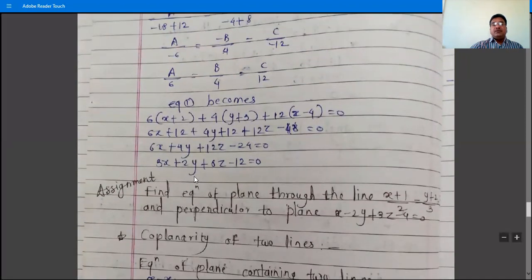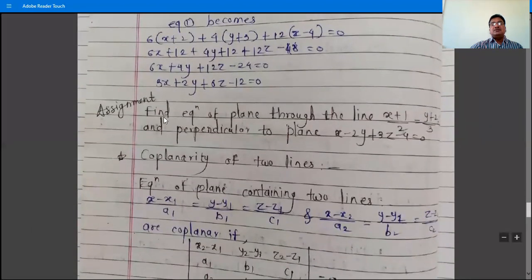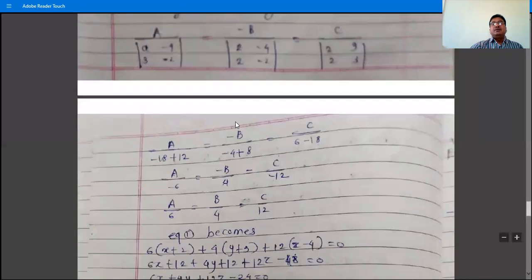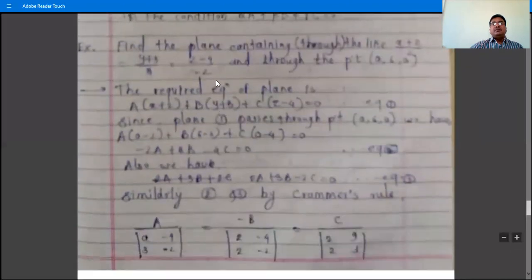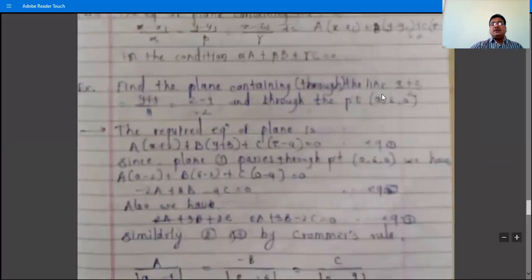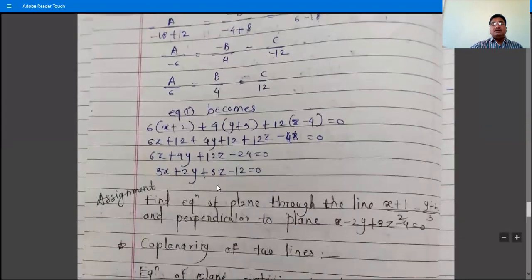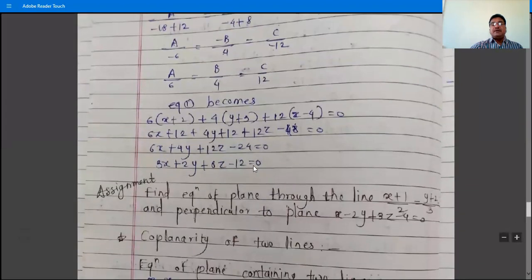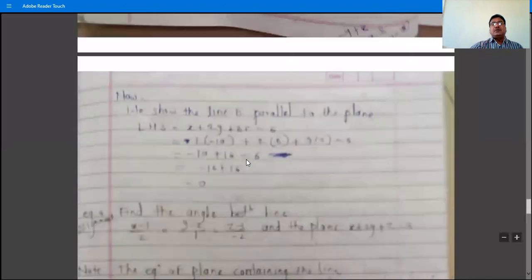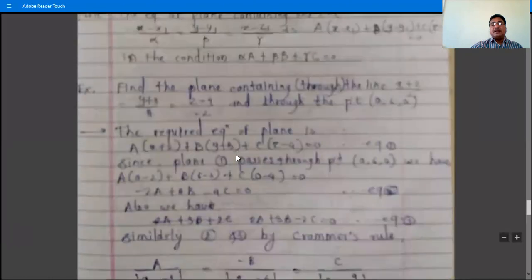This plane. So we can also check whether this line lies on this plane. So consider this problem for homework, that find the equation of plane. Next, this is the problem. So we can prepare the problem like this, that show that this line x plus 2 by 2, y plus 3 by 3, z minus 4 by minus 2 wholly lies on this plane 3x plus 2y plus 6z minus 12 is equal to 0. So like this problem, we can prepare the problem that this line lies wholly in this plane.